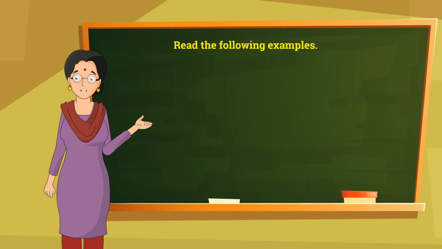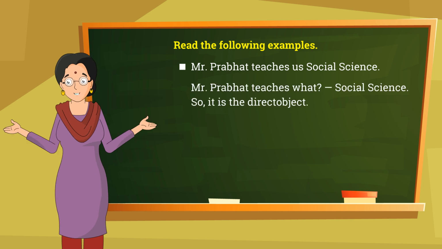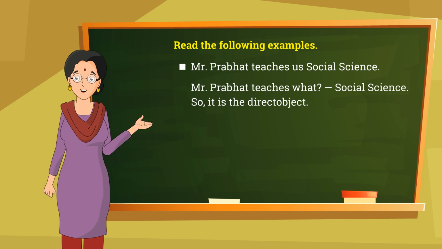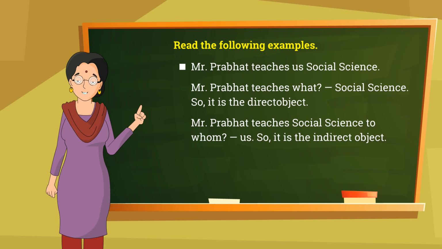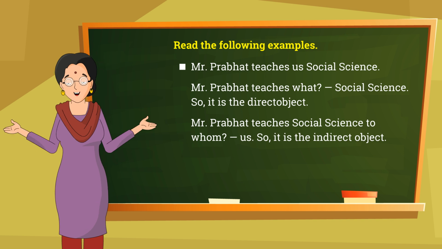Read the following examples. Mr. Prabhat teaches us social science. Mr. Prabhat teaches what? Social science. So, it is the direct object. Mr. Prabhat teaches social science to whom? Us. So, it is the indirect object.